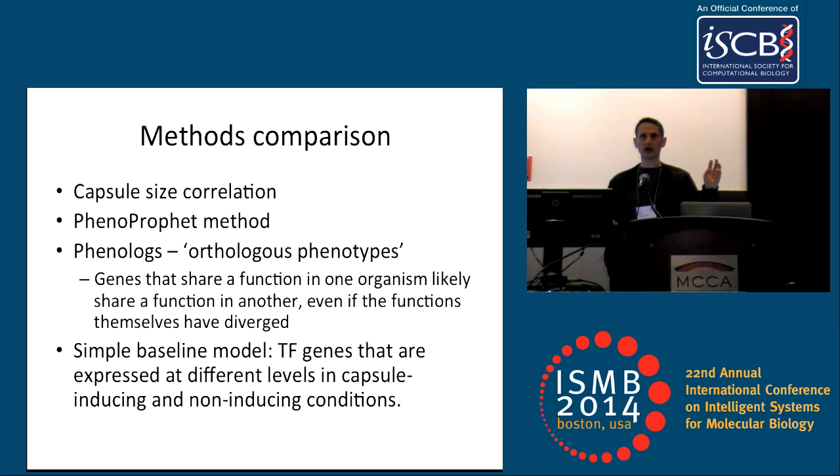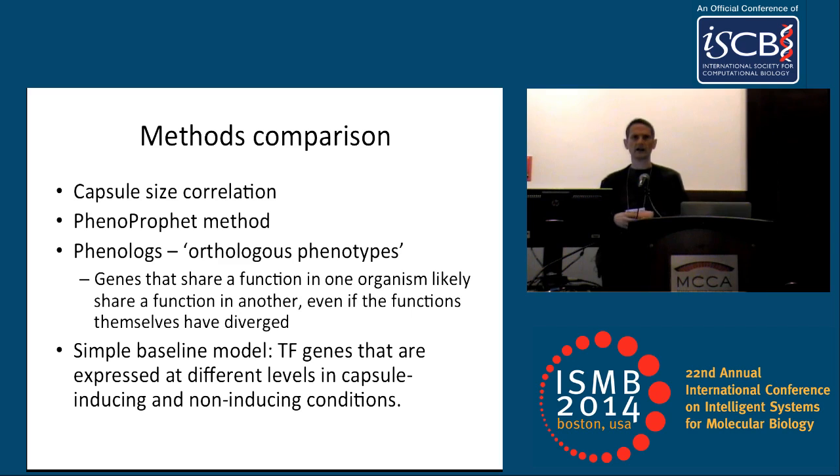The basic idea behind phenologues is that genes that work together to achieve some common function in one organism are likely to work together to achieve a common function in another organism, even if the functions themselves have diverged. So using that principle and knowing some capsule-involved transcription factors, we can identify other predicted capsule size involved transcription factors.